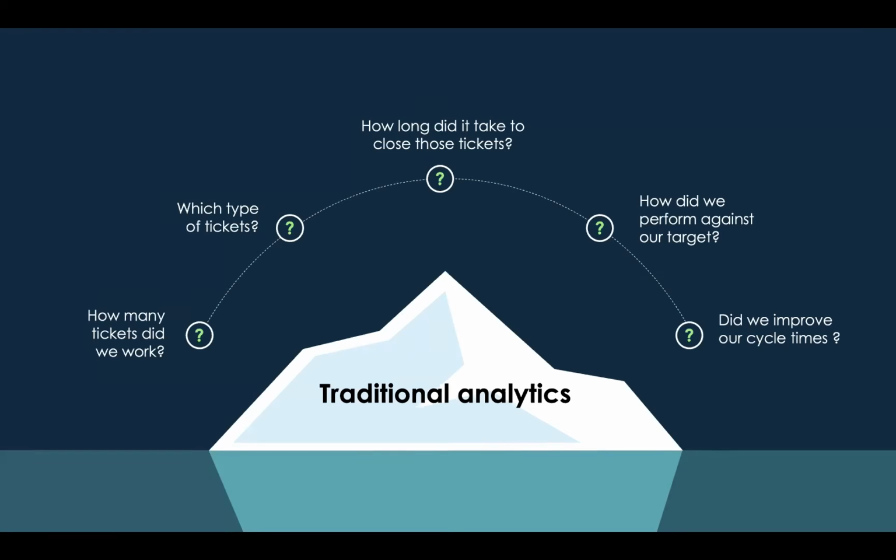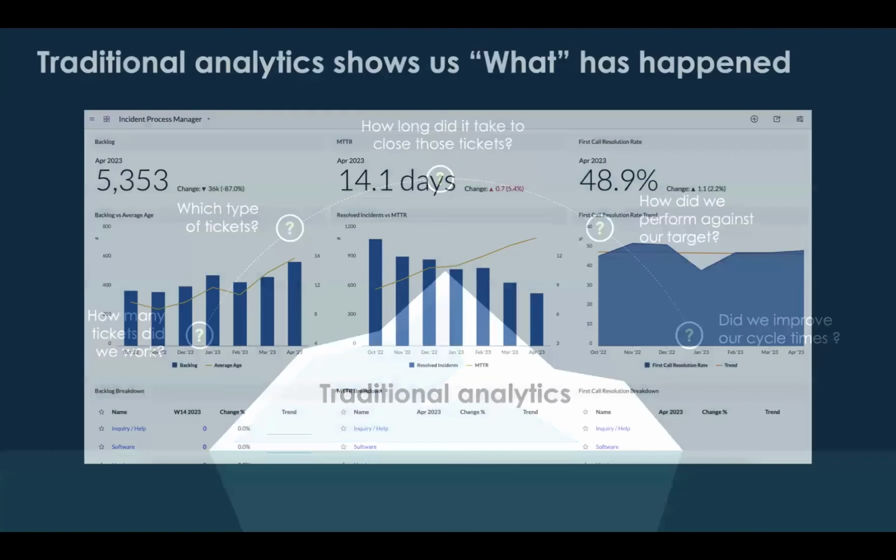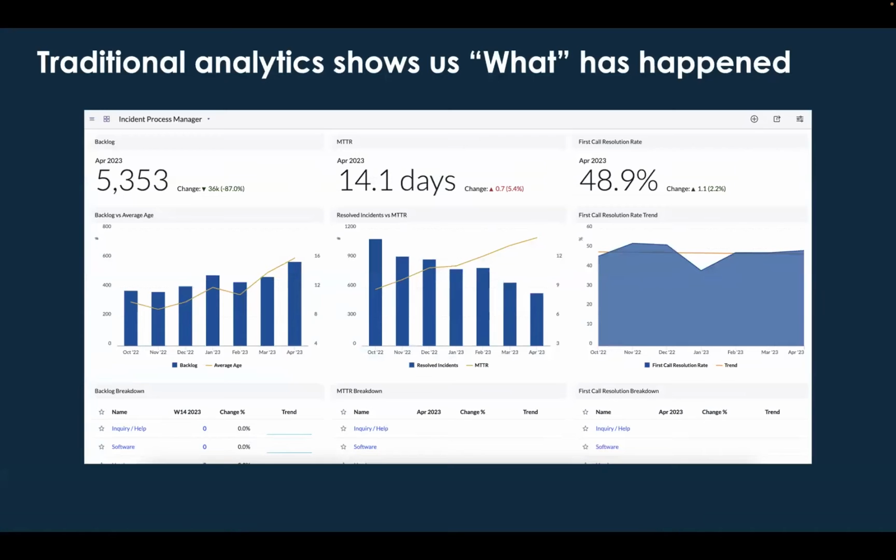Which types of tickets, cases, incidents were they? And how long did it take to close them? And probably most importantly, how are we performing against our targets, and are we improving our cycle times? These are all super important questions, and we hope that you're using dashboards just like this to ask and answer those questions. But here's something that I've learned in my many years in the analytics and information space.